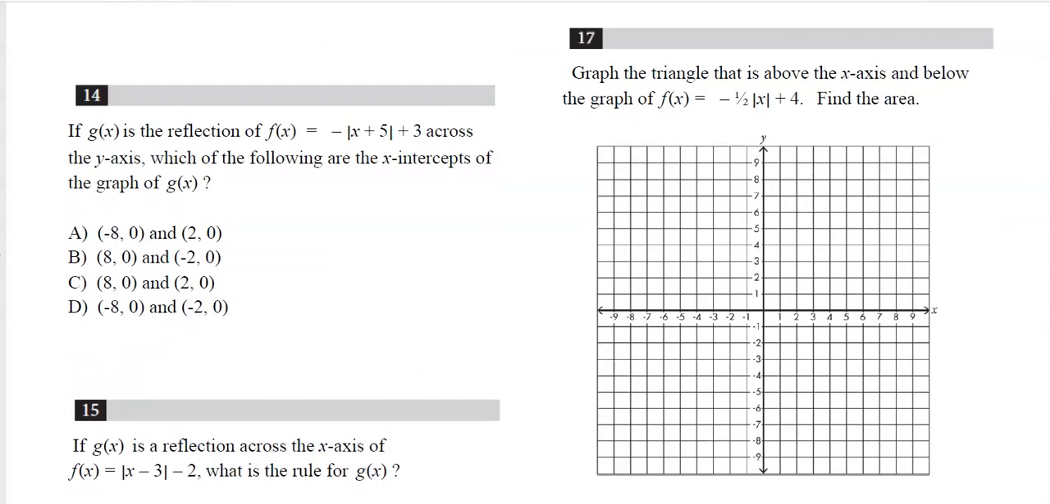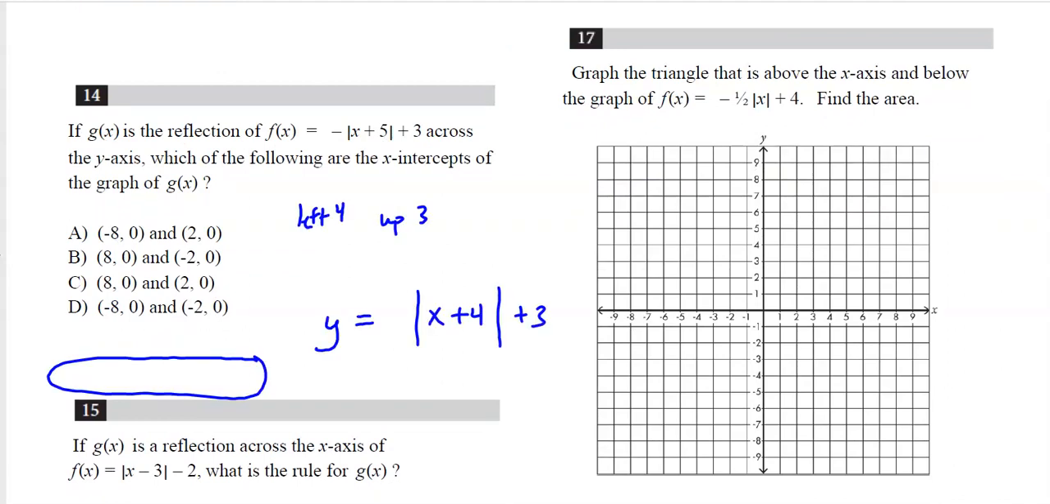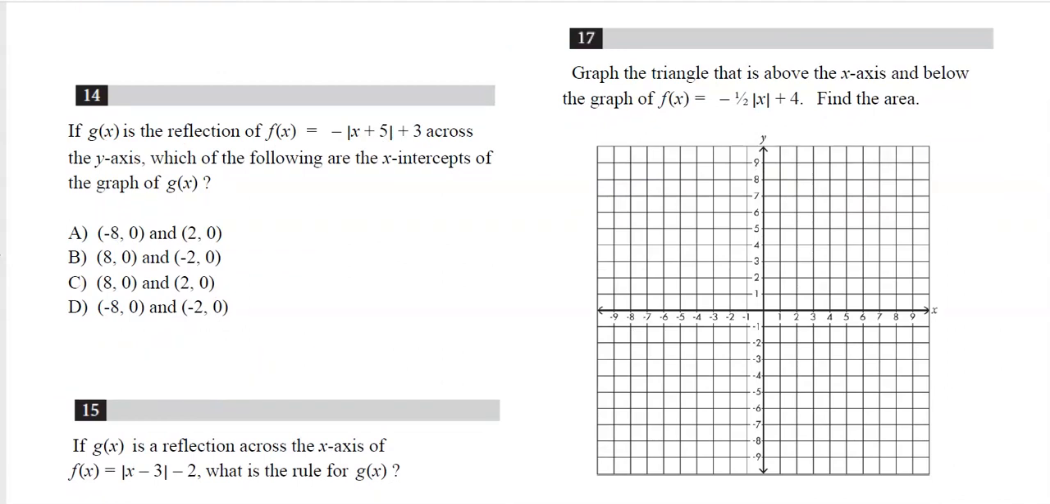Next problem, number 14. This one, if g of x is a reflection of this guy, I strongly suggest graphing these reflection ones. So let me do the f function in blue. It looks like it's going to flip, so it's going to go down. We're going to go left 5 units, and we're going to go up 3 units. So I've got to go left 5, up 3, and flip it down. So here is the picture of that graph. Now notice where its intercepts are. Its intercepts are right there at -2 and -8.